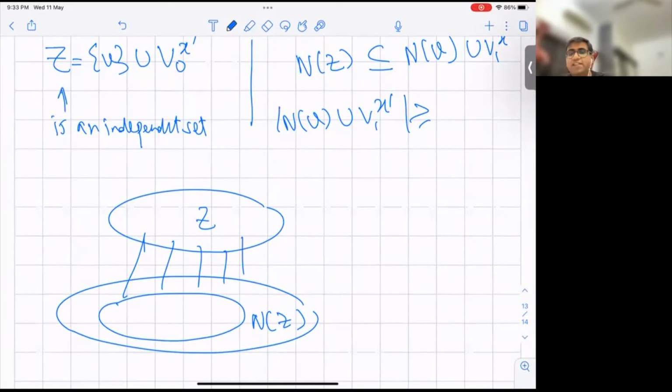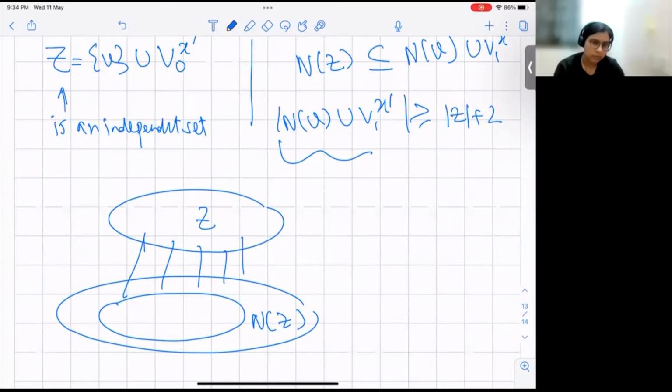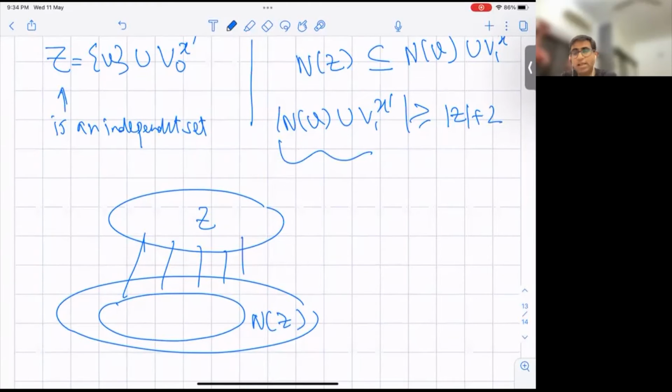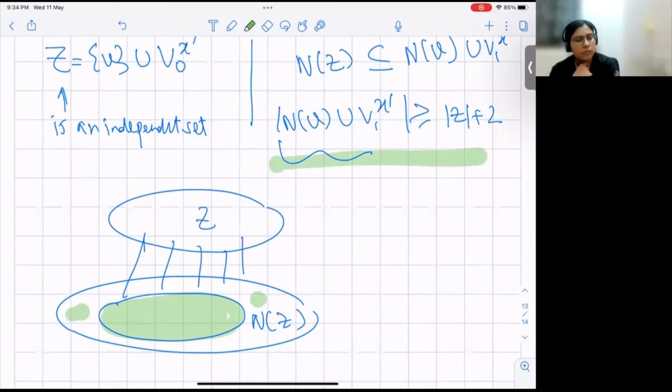So if the N of Z itself is 2 larger than Z, then this, which might contain more vertices, is also this, no? You get my point? This itself, which is the neighborhood of Z, is 2 larger than Z. So anything more, if it is here or here, can only make this set larger. So I can definitely say this object is greater than or equal to the cardinality of Z plus 2. That's all that I need for now.